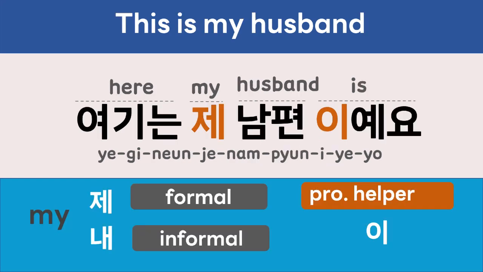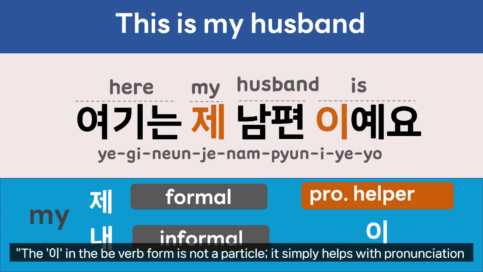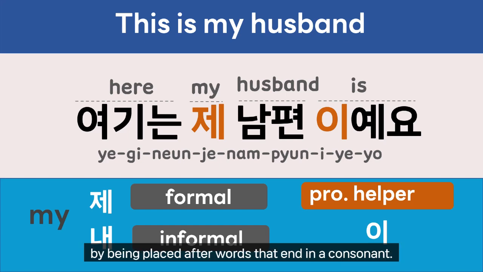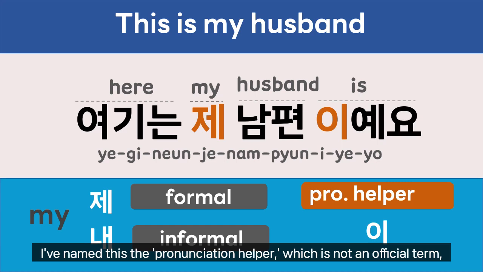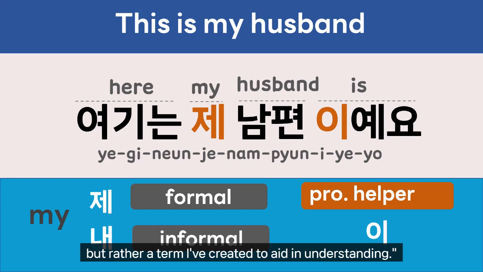This is my husband. 여기는 제 남편이에요. 제 is My, in informal speech. 이에요, The 이 in the be verb form is not a particle, it simply helps with pronunciation by being placed after words that end in a consonant. I've named this the pronunciation helper, which is not an official term, but rather a term I've created to aid in understanding.